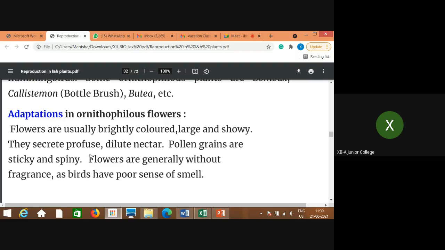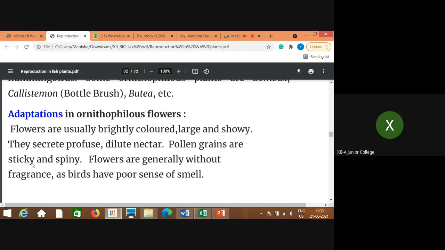So that's why they produce a large amount of nectar. And the pollen grains are sticky and spiny, so that they are easily stuck to the body of the bird. And when the bird reaches another flower, they stick not only to the body but especially to the beak.